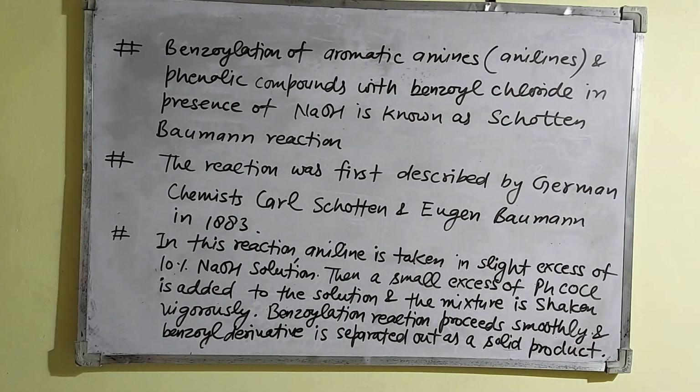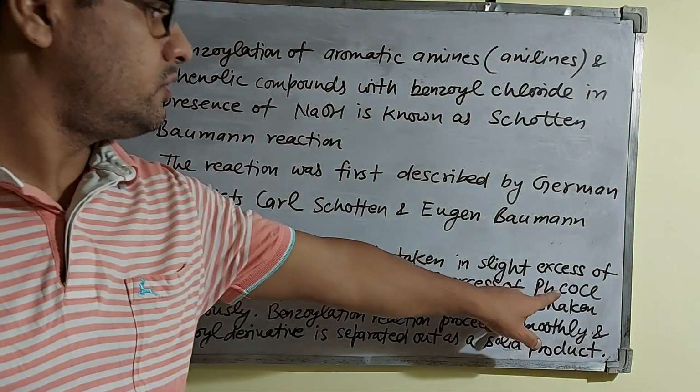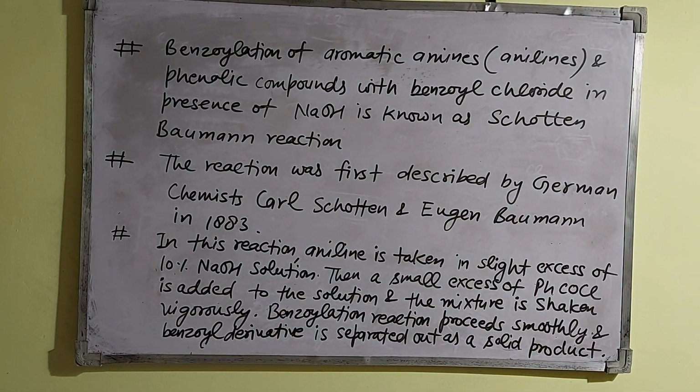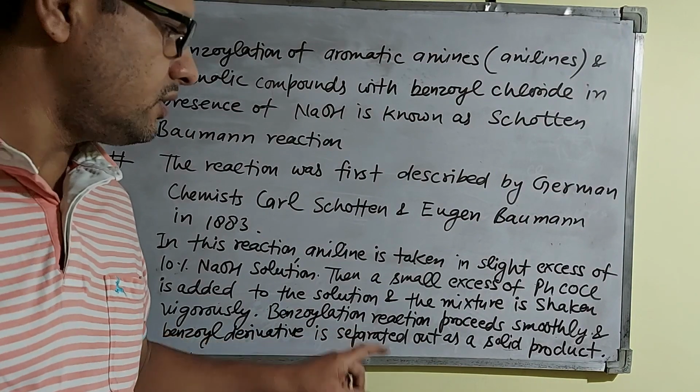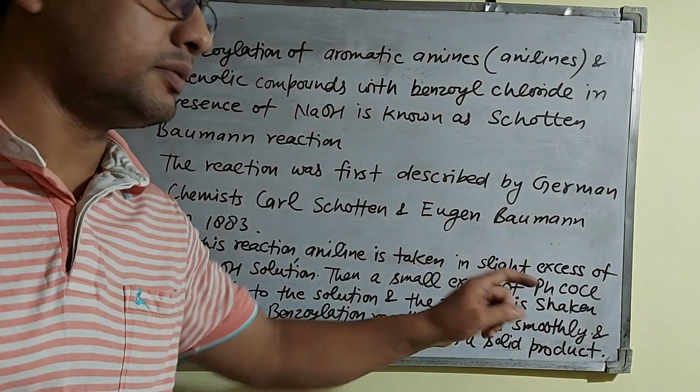For doing this reaction, we take aniline in slight excess of 10% NaOH solution, then a small excess of benzyl chloride is added to this solution, and the mixture is shaken vigorously. So the benzylation reaction proceeds smoothly, and after some time the benzyl derivative is separated out as a solid product.